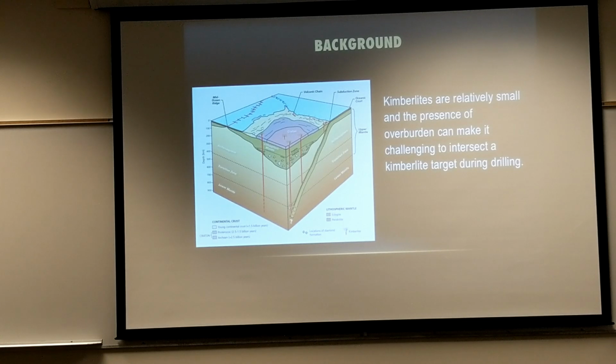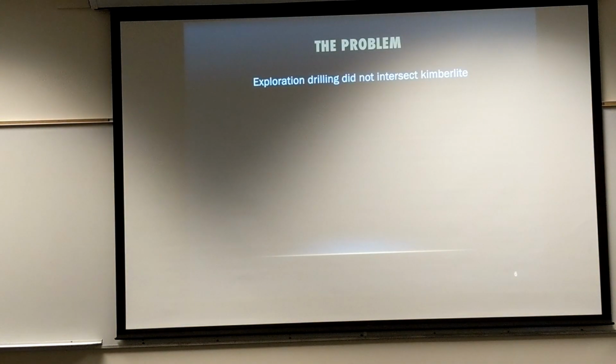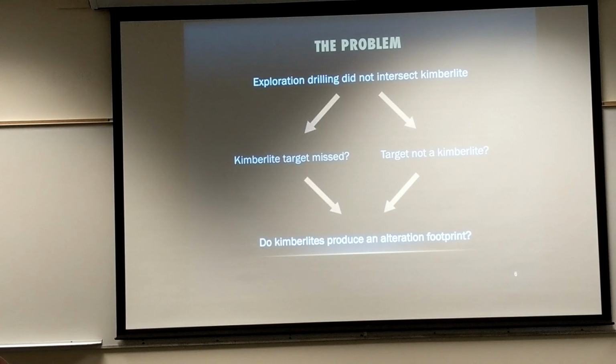And that's a fact. So let's say you're doing exploration drilling and you did not intersect kimberlite, which happens. Was the kimberlite target missed? Was it missed by 20 meters, 100 meters, or was the target not a kimberlite? This is the question that everybody deals with when they're drilling and you don't hit your target. So the question posed to us was, do kimberlites produce an alteration halo or an alteration footprint into the country rock around the kimberlite?